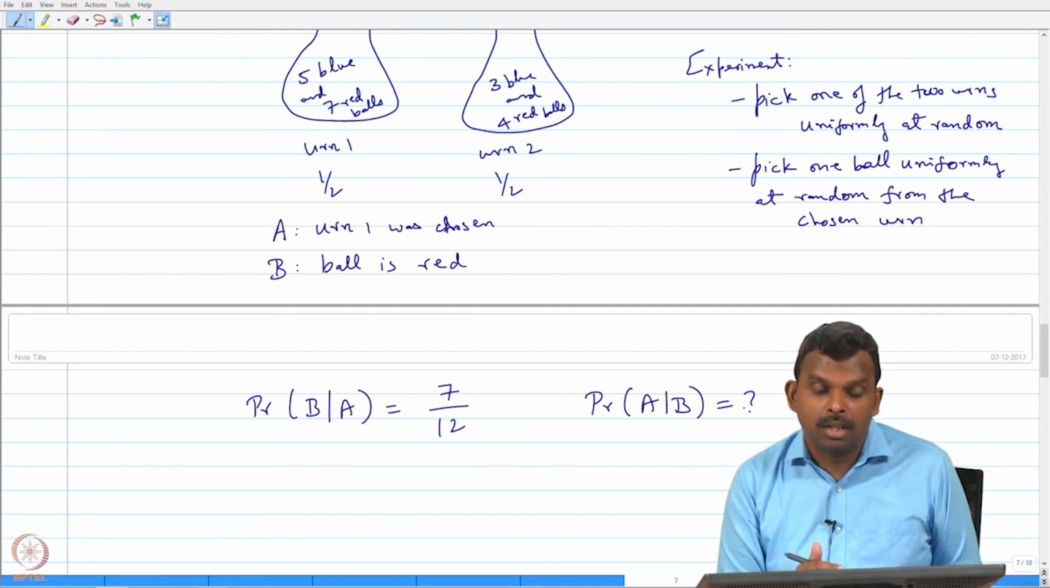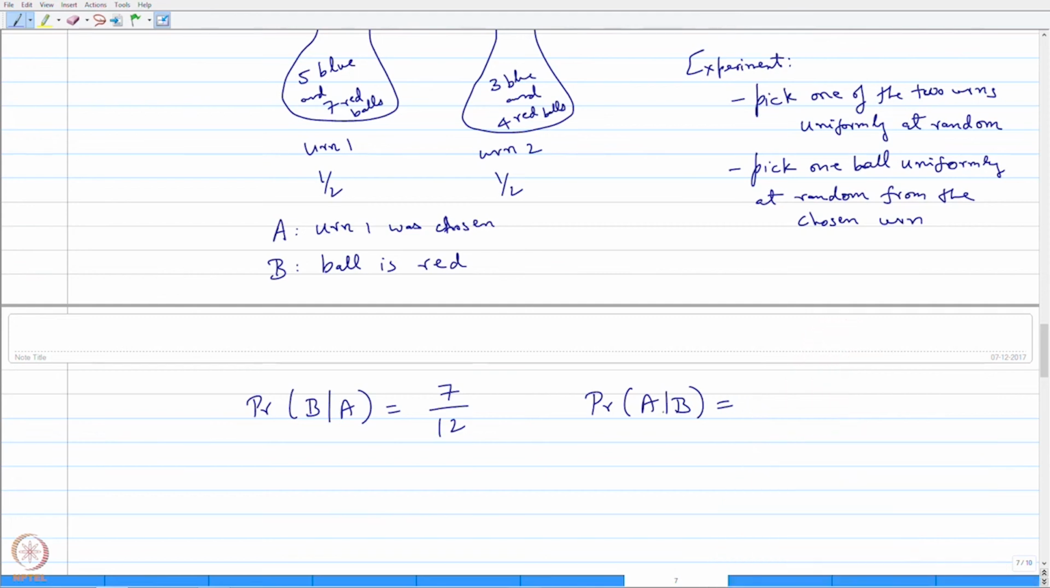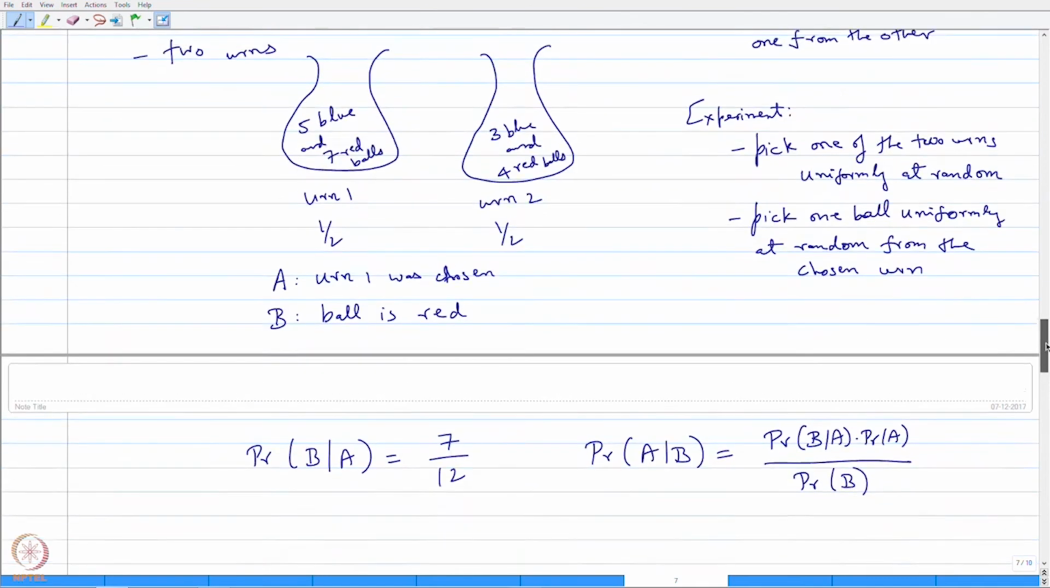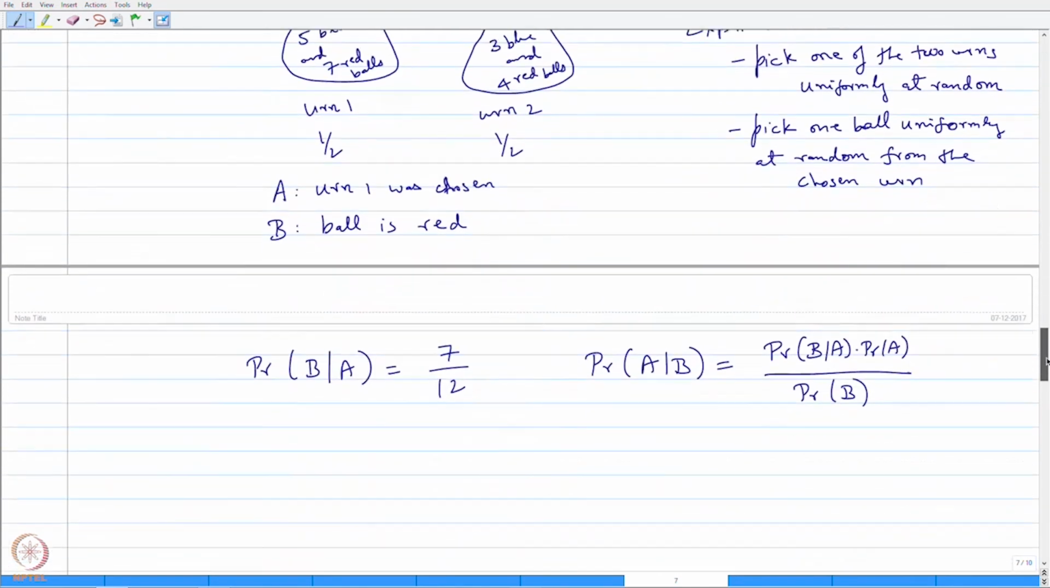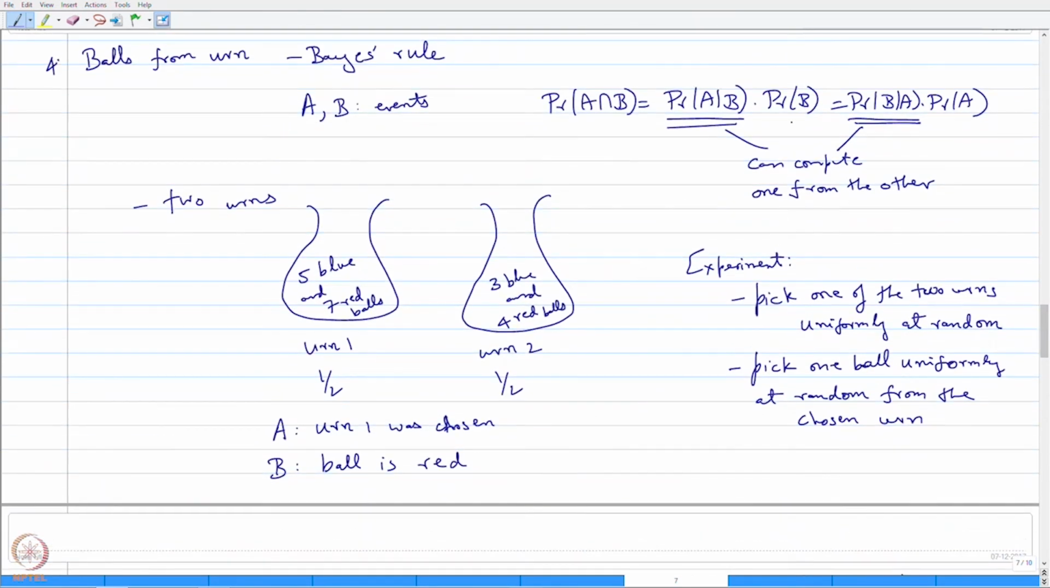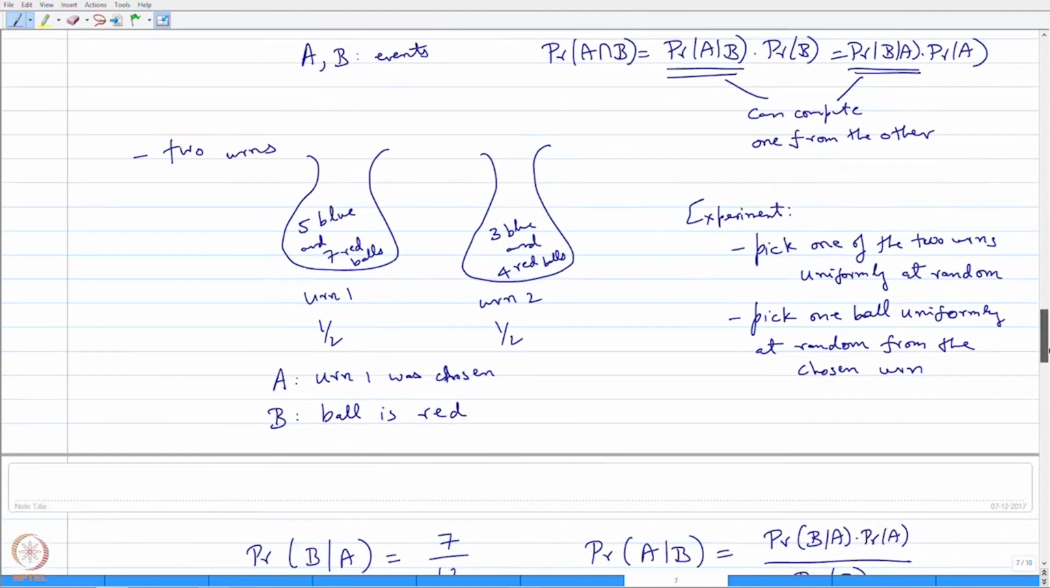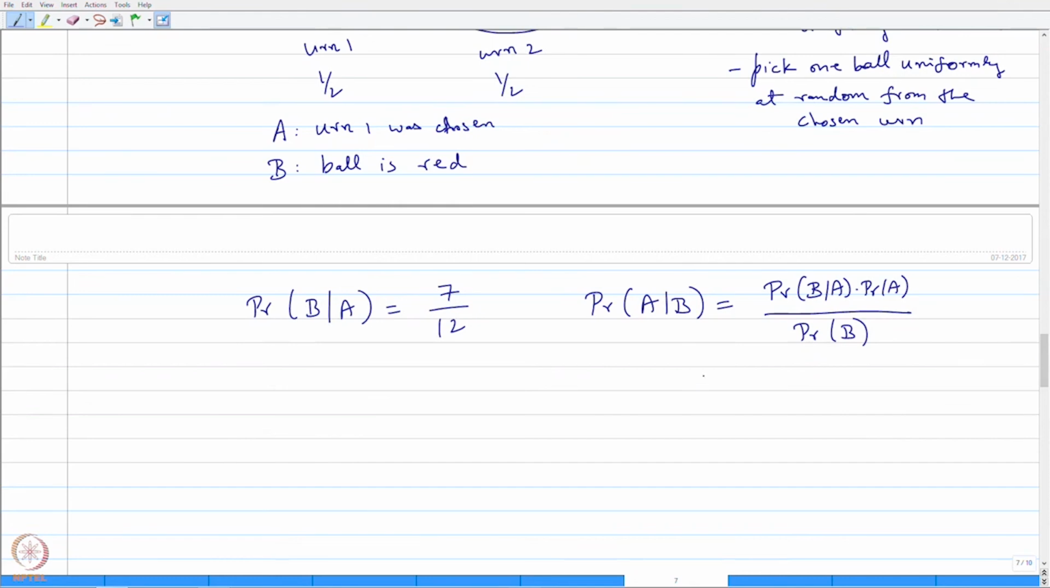It is an interesting question in some sense, and Bayes rule can be used to answer it. How do you use Bayes rule here? Probability of A given B is probability of B given A times probability of A divided by probability of B. You can see probability of B given A is probability of A given B times probability of B divided by probability of A, or just push it to the other side. So now the numerator we already computed.